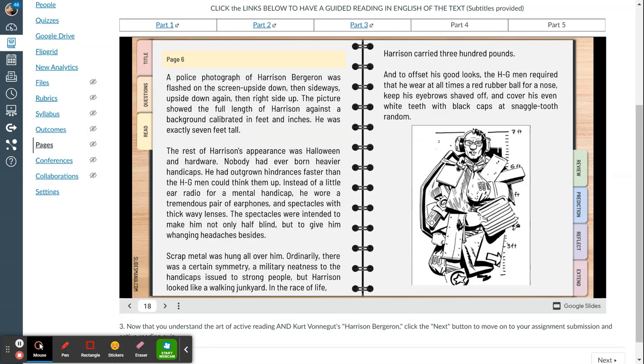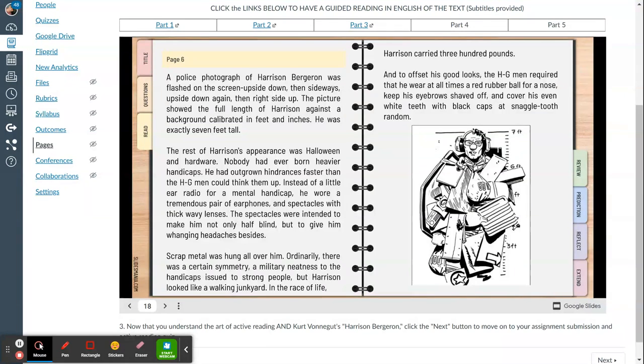Let's add those details. Notice how, again, the author is using compare and contrast to build the plot. There's typical, everybody else, and then now there's Harrison. Make note of that difference. How does everybody else wear their handicaps? How does Harrison wear his handicaps?